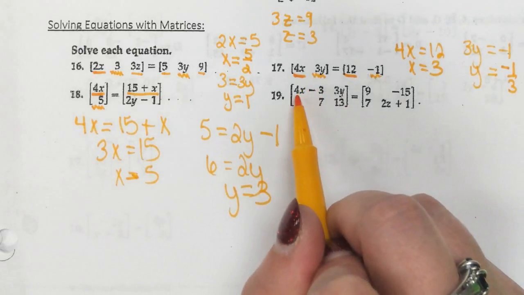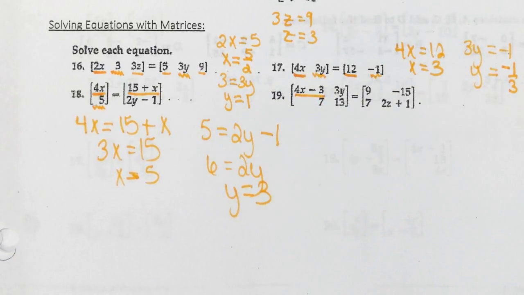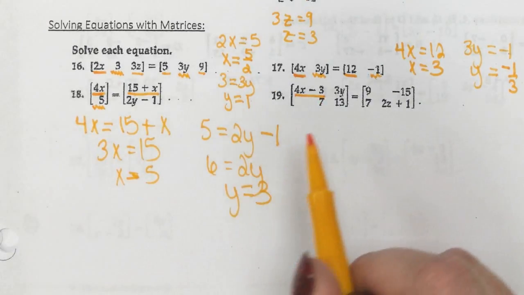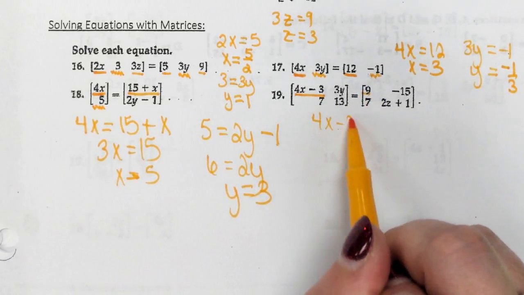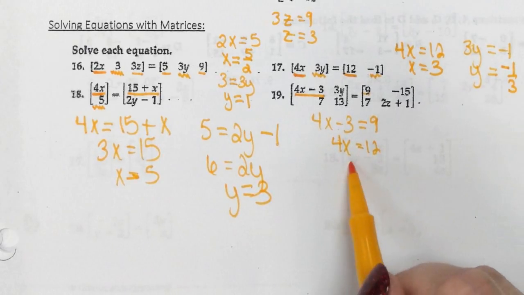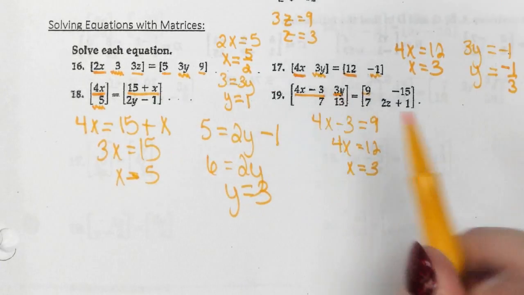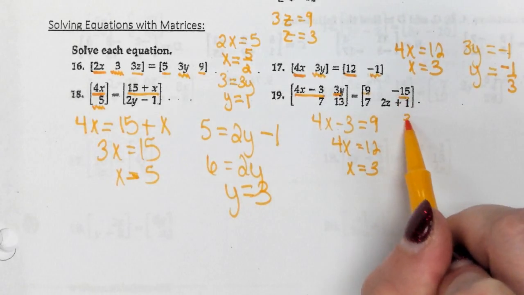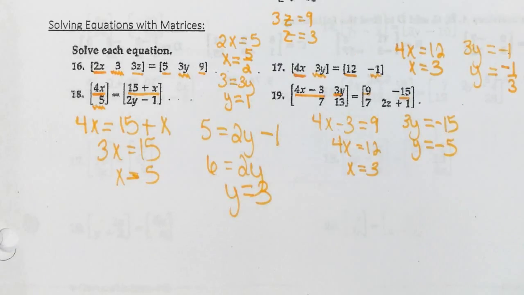All right, look at the 4x. Do you see how it's smushed together with a minus 3? So that's all together. What's the 4x minus 3 equal? 9. There you go. Add the 3 over. X equals 3. Perfect. All right, what about the 3y? What's the 3y equal? Negative 15. So y equals negative 5. Are y'all okay with that?